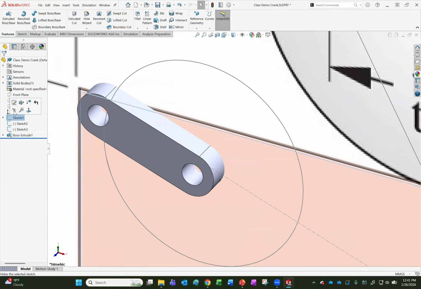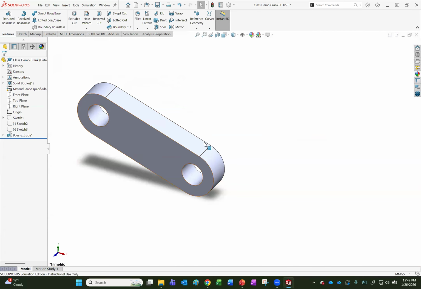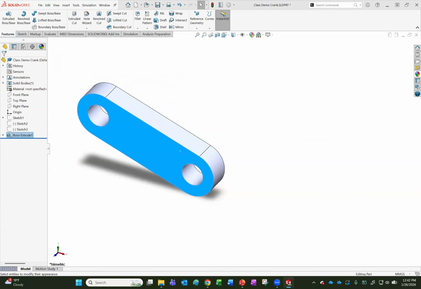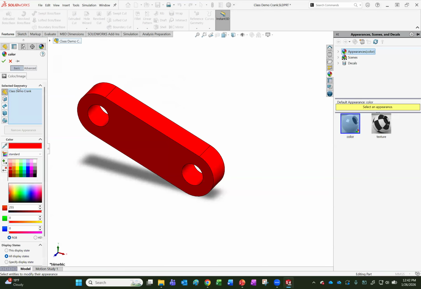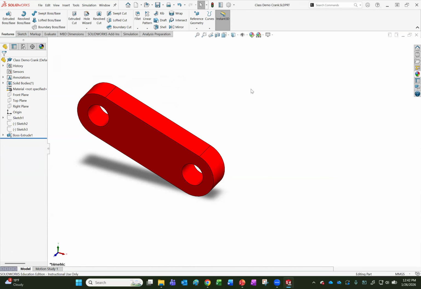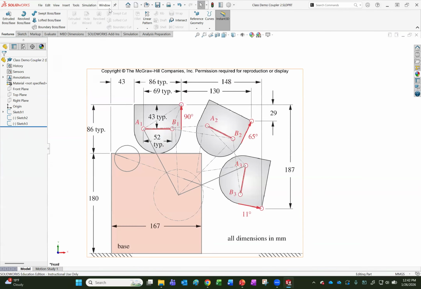We can hide all these other things with the little eye right there. On the ground, I left it in there so that when we go to make it as an assembly, that's the one we would like to show up. It doesn't make sense for any of the other ones to show up. They'll be weird because they'll be rotating, so don't do that. And then as I usually like to make the crank red, there you go.